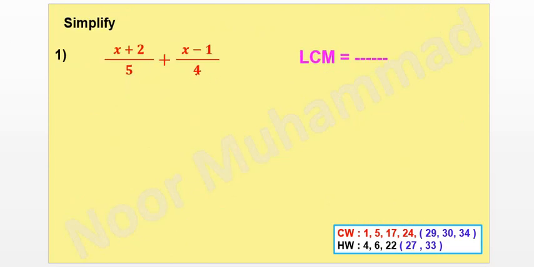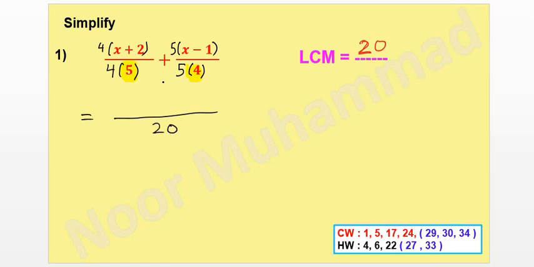Let's see what the LCM is for 5 and 4, because the denominators are 5 and 4. The LCM for both of them will be 20. You can list the multiples of 5, then list the multiples of 4, and then you will see that 20 is the common multiple, right? Okay, now to make this denominator 20, we are going to multiply it by 4. So in the numerator, you will also multiply it by 4. This one is 4. To make it 20, you will multiply it by 5, and do the same thing in the numerator.